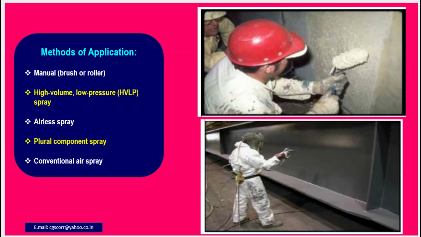Methods of application: manual, either by brush or roller. The figure on the right side top shows a man applying paint by brush and by roller. Then high volume, low pressure spray, HVLP spray, airless spray, plural component spray, conventional air spray.